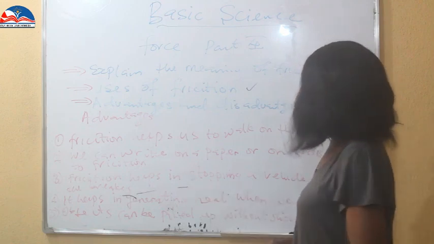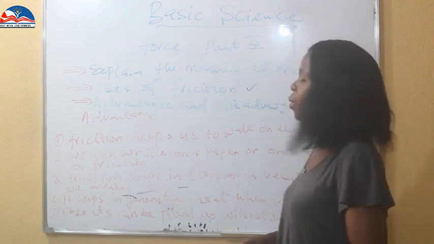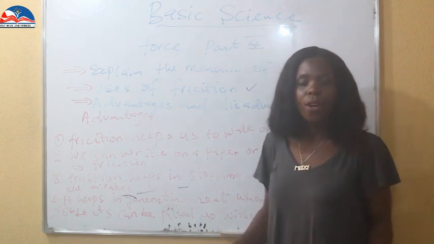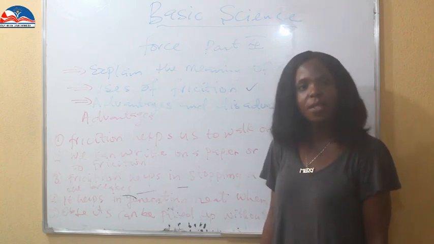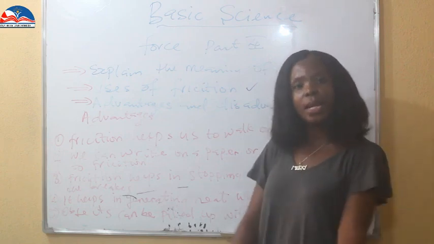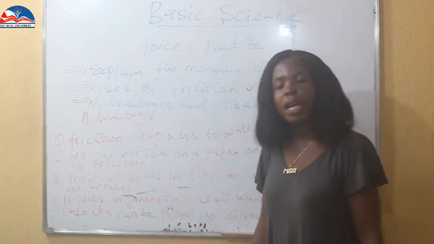Friction helps in stopping a vehicle on applying the brake. A vehicle can only stop when the brake is applied. So friction is what helps the brake to work. Without the brake being applied and without friction coming in, the car cannot stop.